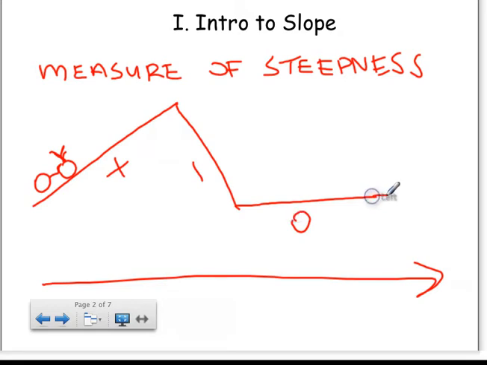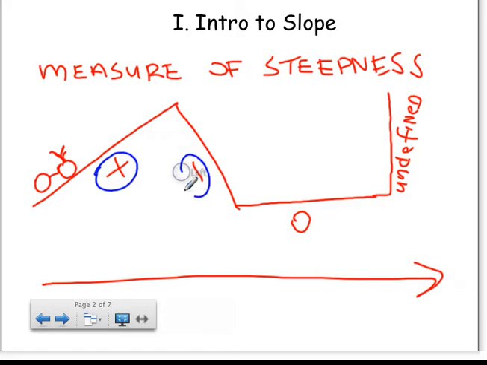And the last one is a hill that I would never be able to get up, which is a vertical hill. And we call that undefined. Knowing these four types is going to help you as we learn to calculate slope in different ways. Using your left arm, a line that goes up from left to right is positive, a line that goes down from left to right is negative, a line that's completely horizontal is zero, and a line that's vertical is undefined.